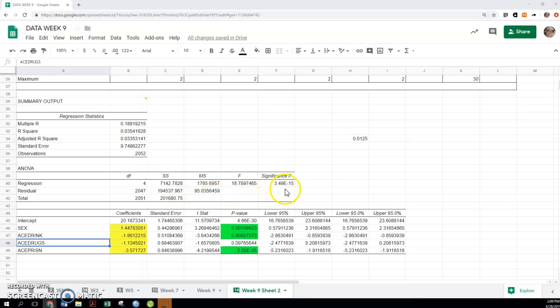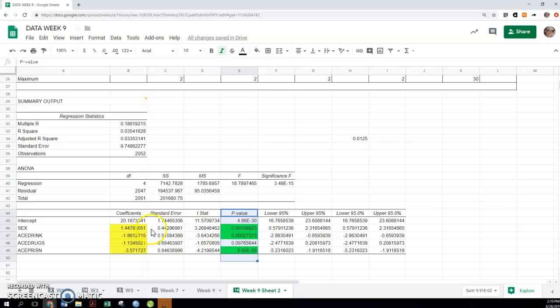Okay, so as you said, this right here is statistical significance. It's way below 0.05. So the overall model is statistically significant. To get the statistical significance of individual variables, we'd look right here.